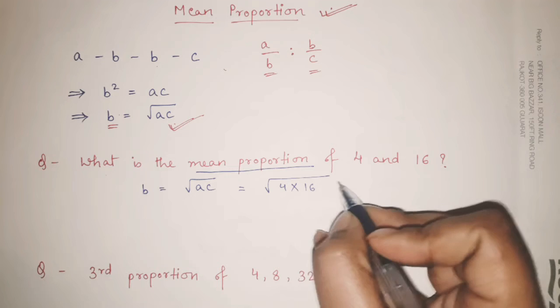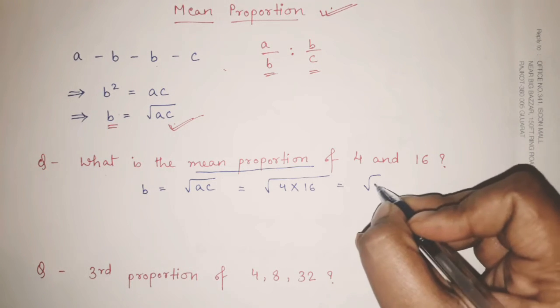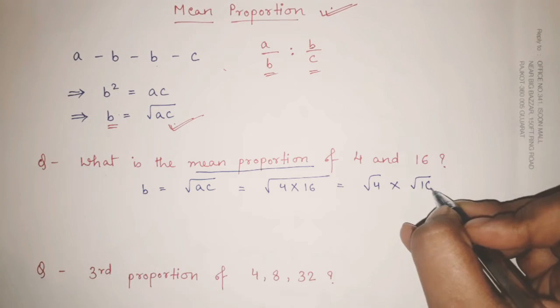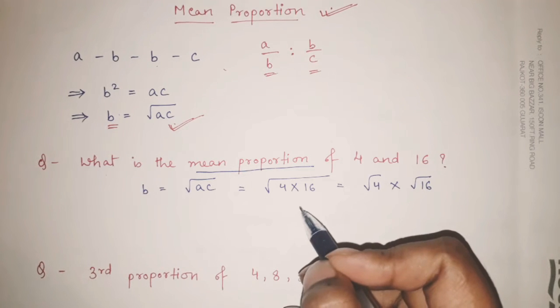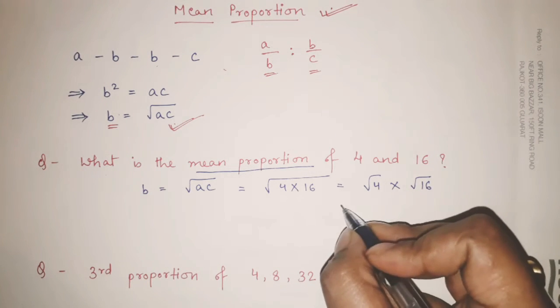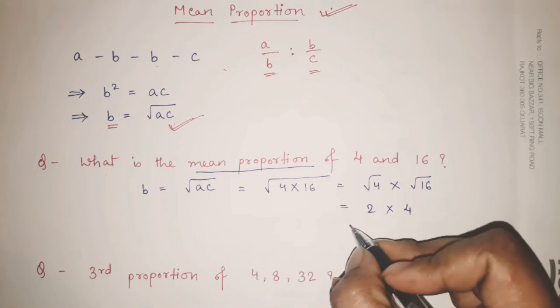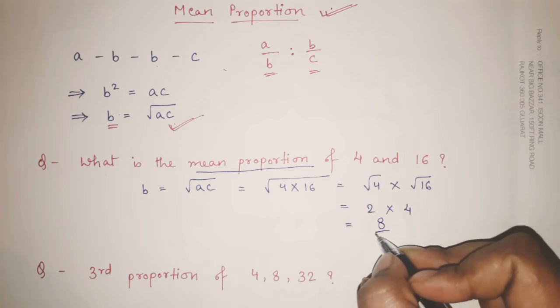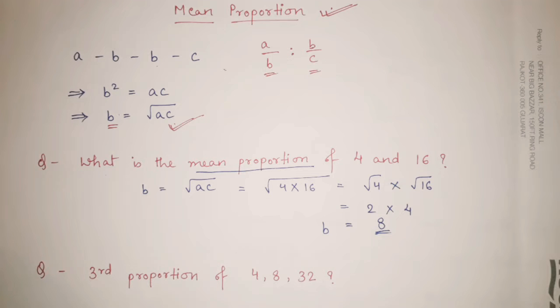We know that square root of 4 into 16 can be written as square root of 4 into square root of 16. See, these are the small things that you should know about. Square root of 4 is, we know, 2 and square root of 16 is 4. So, 2 into 4 is equal to 8. So, the value of B, that is the value of the mean proportion asked here, is equal to 8. Simple as that. It can give you 1 or 2 marks.